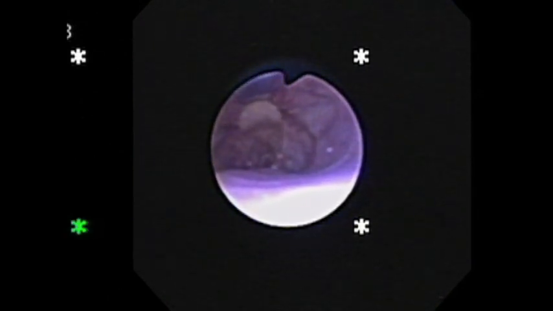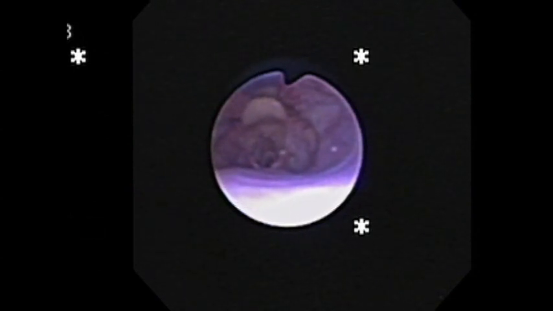From inside the patient's pharynx, we can see the tongue being moved to the left. The tip of the blade should be slid into the vallecula and lifted, an action that indirectly lifts the epiglottis to visualize the vocal cords.